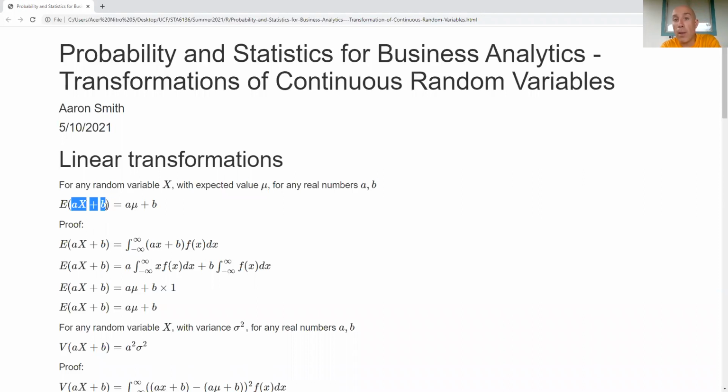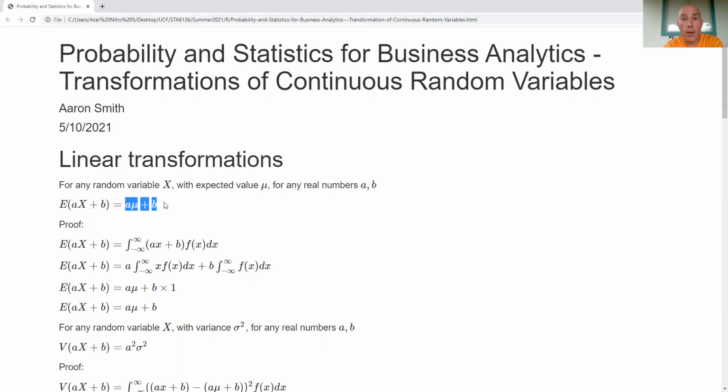So it's like a linear function from college algebra, similar to mx plus b, but here I have ax plus b. If I apply this linear transformation to my random variable, one thing I would like to know is, what's my expected value? Well, I can tell you exactly what it is. For any random variable with expected value mu, and for any real numbers a and b, the expected value of ax plus b is equal to the expected value of x times a, plus b.